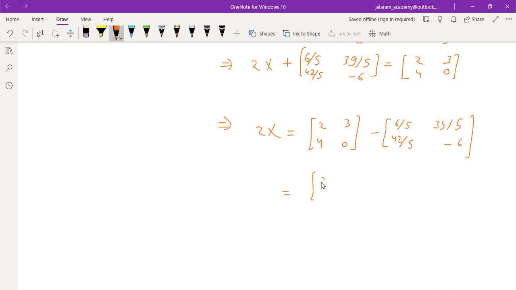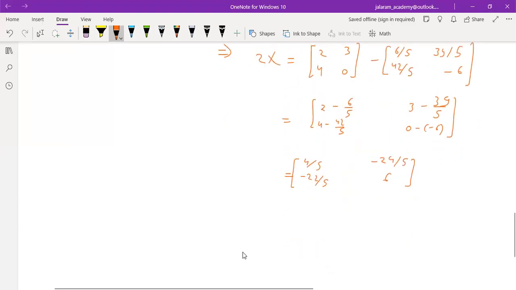And then use the property of difference or the addition of matrices: 4 minus 42 by 5. And we know that they are subtracted element to element. 2 5s are 10 minus 6, 4 by 5. 3 5s are 15 minus 39, minus 24 by 5. 4 5s are 20 minus 42, minus 22 by 5, 6.